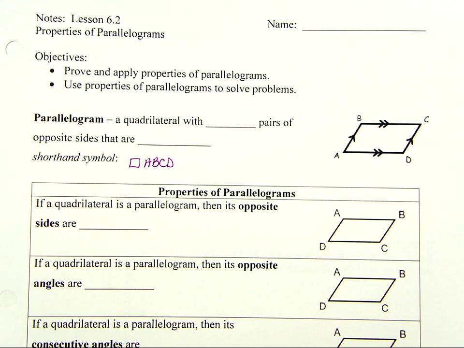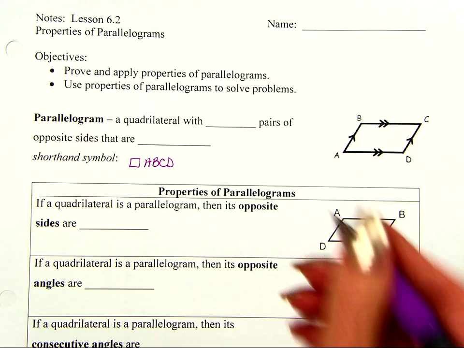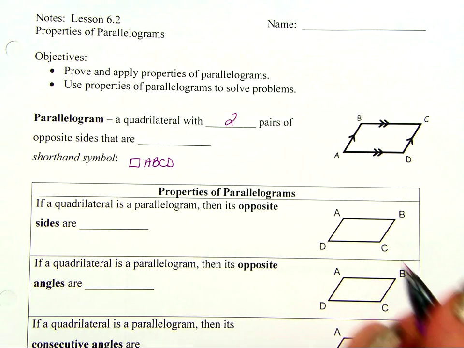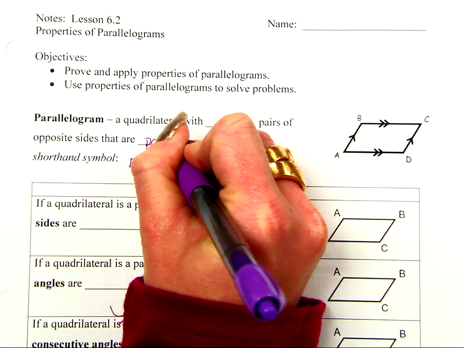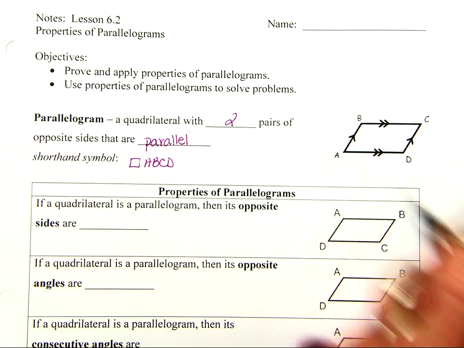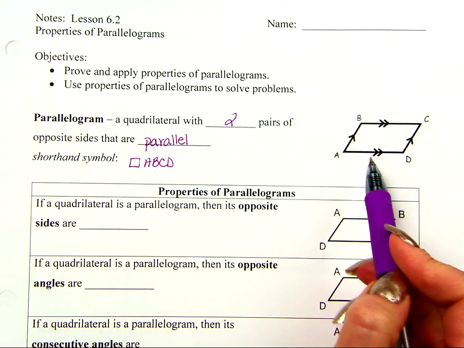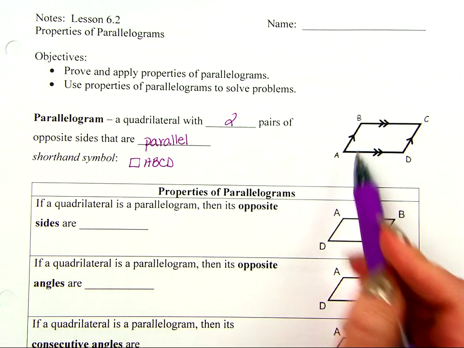In lesson 6.2, we're going to be talking about parallelograms and all of the different properties that are true for a parallelogram. Now we know that a parallelogram has four sides, so it is going to be a quadrilateral, but more specifically, it's a quadrilateral with two pairs of opposite sides that are parallel. So by definition, the opposite sides are parallel, which is what I'm showing here with the arrows.